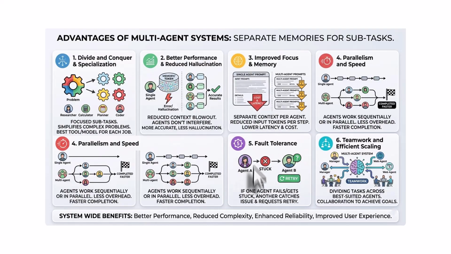Also, fault tolerance. Let's say one agent gets stuck or doesn't produce the expected result, another agent can catch the issue or request a retry. And specialization. You can assign different skill sets to different agents, such as researcher, calculator, planner, etc. So each uses the best tool or model for its job. So basically we are dividing the tasks across multiple agents for better performance. That is, multi-agent systems bring a sense of teamwork to AI agents.